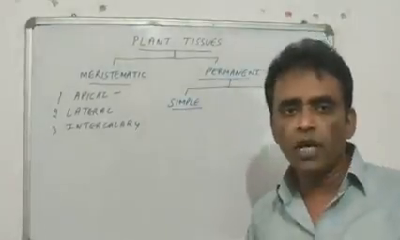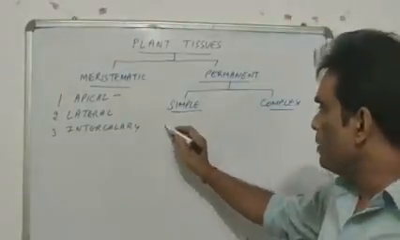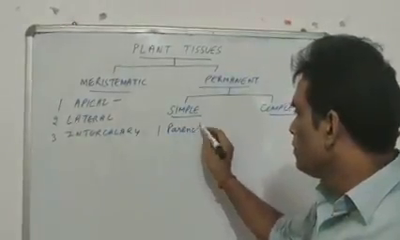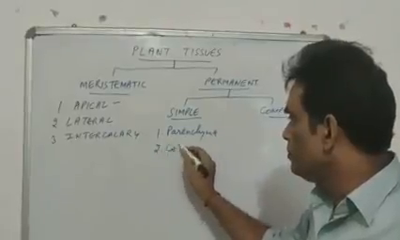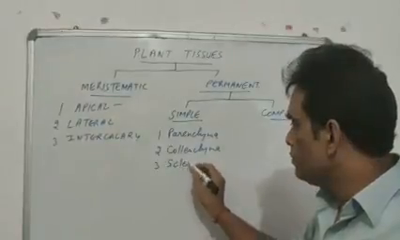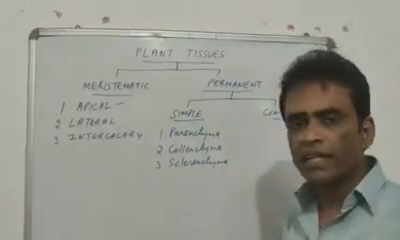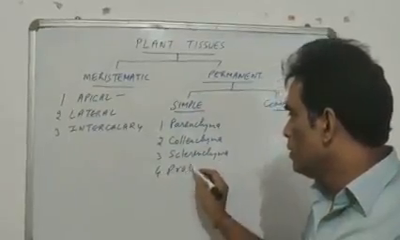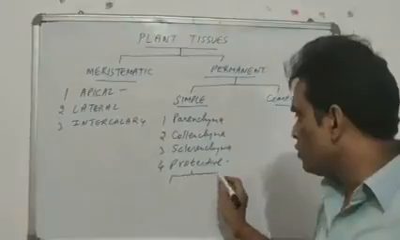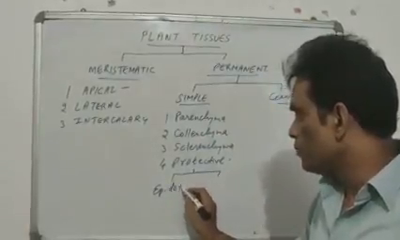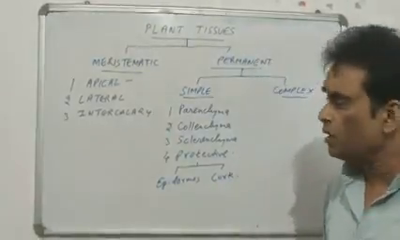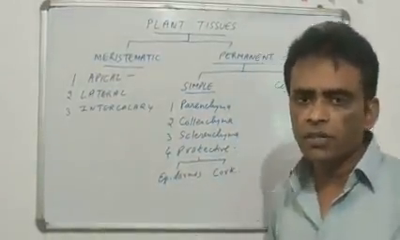the simple permanent tissues and the complex permanent tissues. The simple permanent tissues we have discussed are basically four types: the parenchyma, the collenchyma, the sclerenchyma, and the protective tissues. Protective tissues were again classified into two types: the epidermis and the cork tissue.